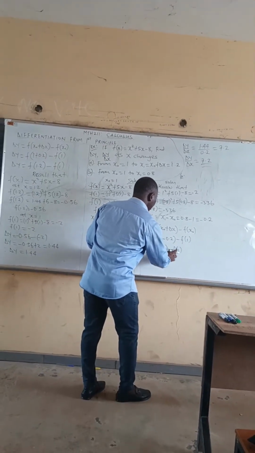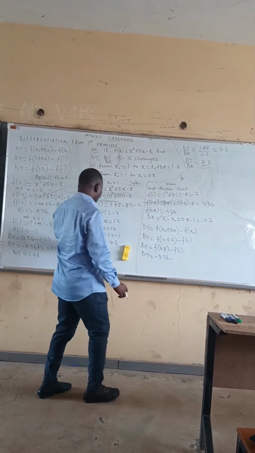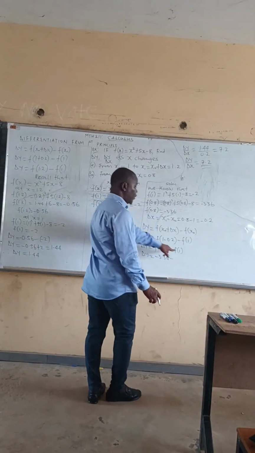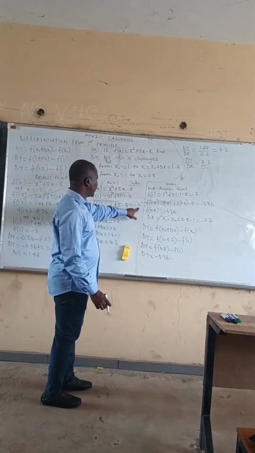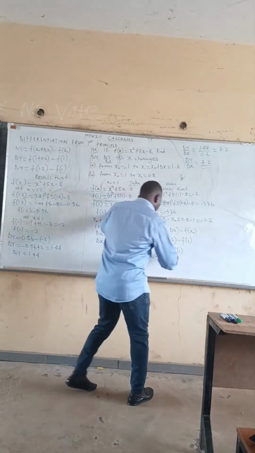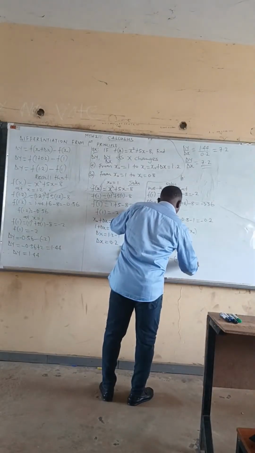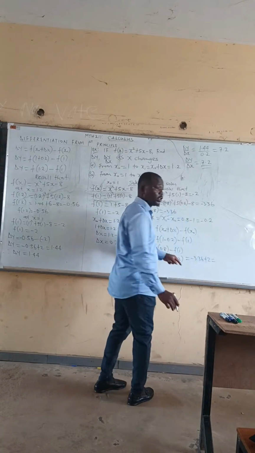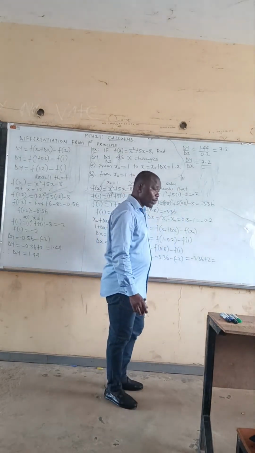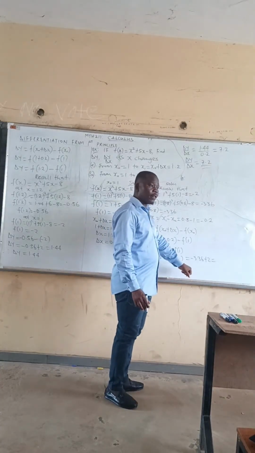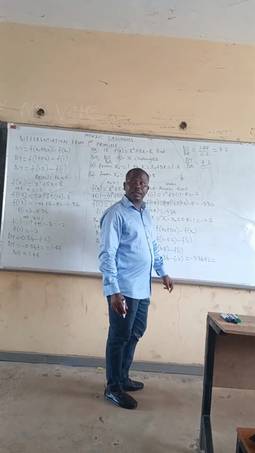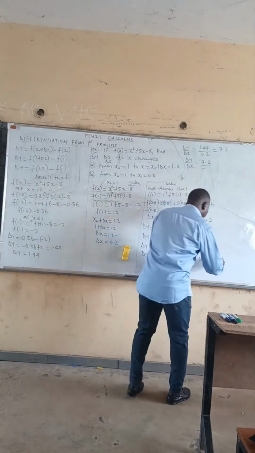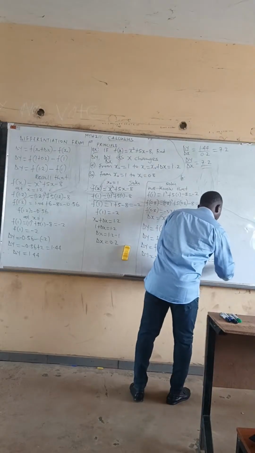minus 3.36 minus f of 1, which is minus 2. So this is minus 3.36 plus 2, equals what? Minus 1.36, right?